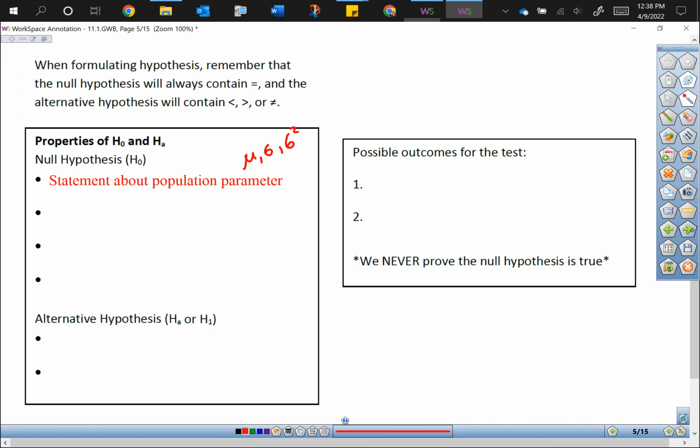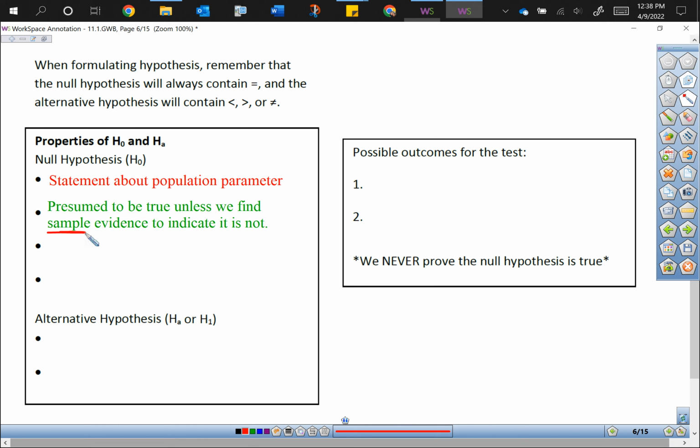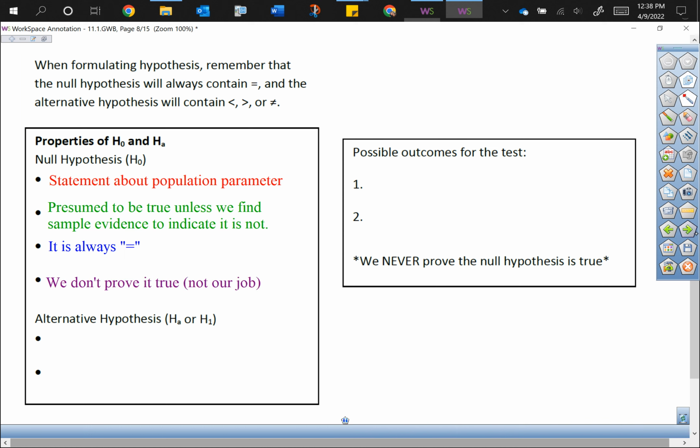Another thing about it is that we always presume it to be true unless we find sample evidence to indicate that it is not. So it is presumed to be true. We're assuming that yes, it is true unless we find sample evidence to indicate that it's not true. Now, again, just like it said up here, the null hypothesis is always equal. And you're going to understand what that means when we do a couple examples here, but it will always be equal.